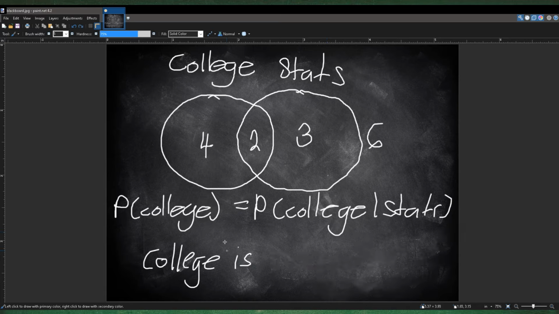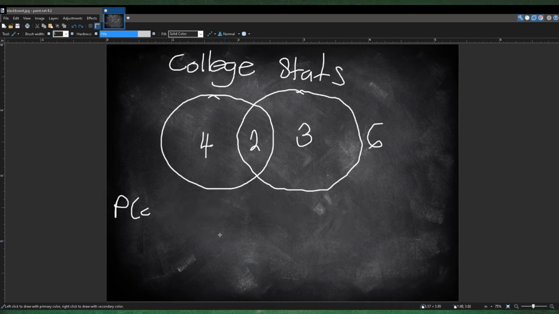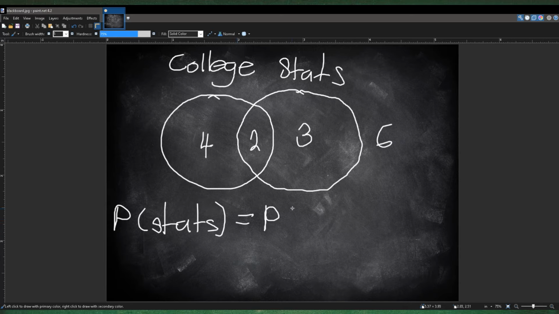Another way to do this is basically similar: instead of looking for college and stats, we could use stats and then college. So what's the probability that you take stats? It's equal to the probability that you're taking stats, given that you're in college, which sounds more reasonable. And the probability that you're in college equals the probability that you're in college, given that you're taking stats. Both of these methods should work out, and they both should say they're independent.